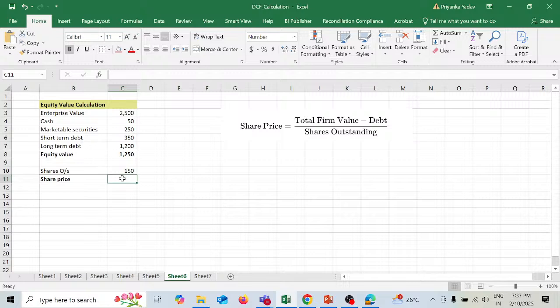Now outstanding shares, if we have assumed it to be 150, so it is easy to calculate the share price over here. This is the formula. This is equity value, that is your total firm value. Firm value you have calculated by adding these three minus debt. So this is your equity value divided by outstanding shares. That means over here you're going to take 1250 and divide it by outstanding shares, 8.33. So this is your discounted cash flow. You can see discounted price basically of your share in the present terms.